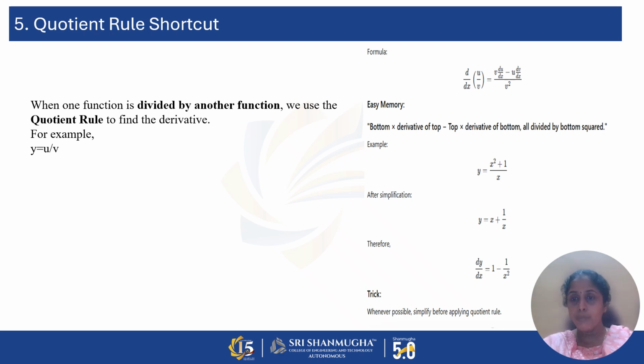For example, when I take y equal to x squared plus 1 divided by x, first, as we discussed earlier, let us simplify before applying any of the differentiation techniques. So I get y equal to x plus 1 by x. So dy by dx is 1 minus 1 by x squared. So whenever possible, we simplify before applying quotient rule.